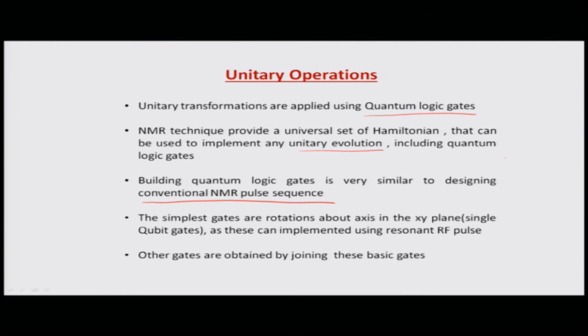As I mentioned before, in the principle of NMR you would essentially be applying RF pulses to do the operations where you would do spectroscopy with it. In this particular case, instead of using it as a spectroscopic tool, you would be designing logic gates, which are in tune with designing the NMR pulse sequences used for spectroscopy in the conventional NMR case. The simplest gates are rotations about the axes in the xy plane, single qubit gates, and these can be implemented using resonant RF pulses. Other gates are obtained by jointly using these basic gates.